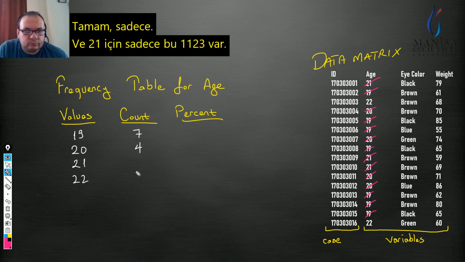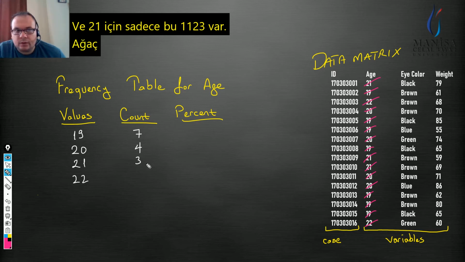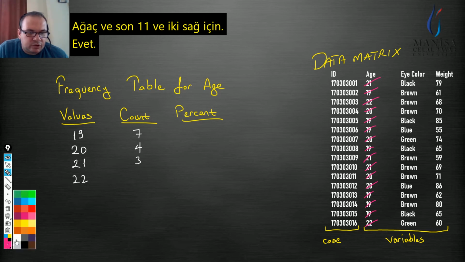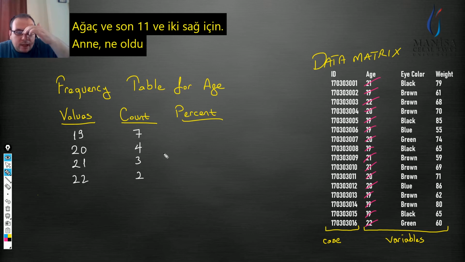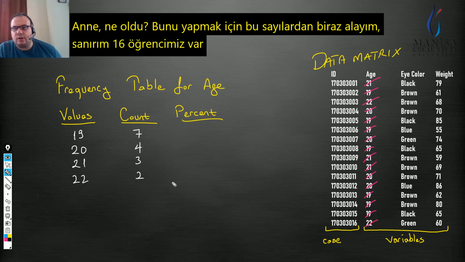3, and for the last one, 1 and 2, right? Let me take a sum of these numbers. I think we have 16 students, right? This is 14, and plus 2 is 16. It's okay. We just have all these numbers.